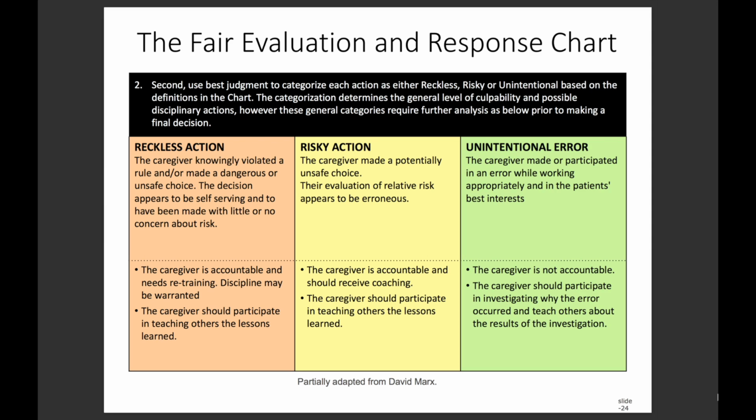Use your best judgment to categorize each action as either reckless, risky, or unintentional based on the definitions. And the categorizations determine the general level of culpability and possible disciplinary actions. For an unintentional error, the caregiver is not accountable, should participate, investigate why the error occurred, and teach others about it. So these are great things, when an unintentional error occurs, to take these cases out and talk about them in your unit. Let other people know, because this is like, could three other people make this mistake? Yes. Well, let three other people know. Risky action, making an unsafe choice: the caregiver should receive coaching and perhaps teach others. Of course, reckless action requires retraining and discipline as well.